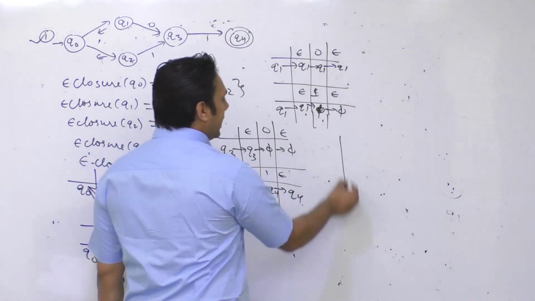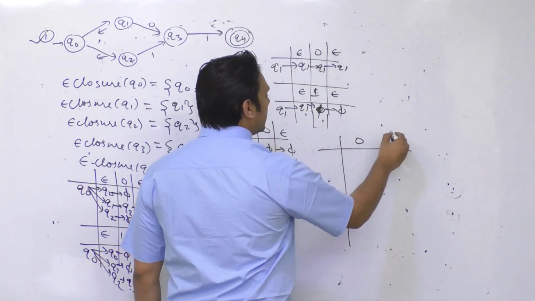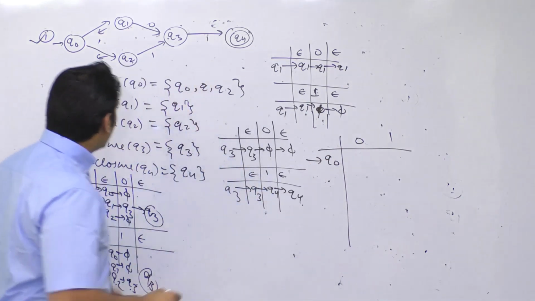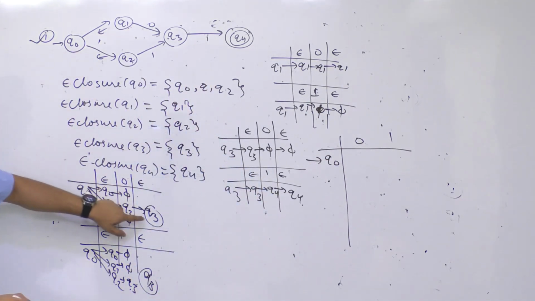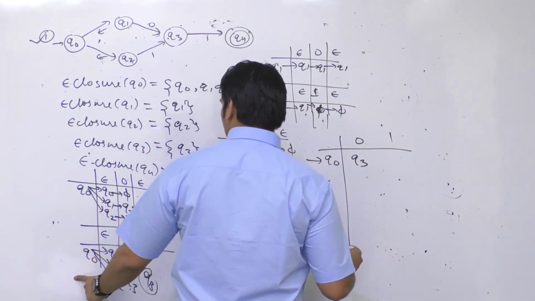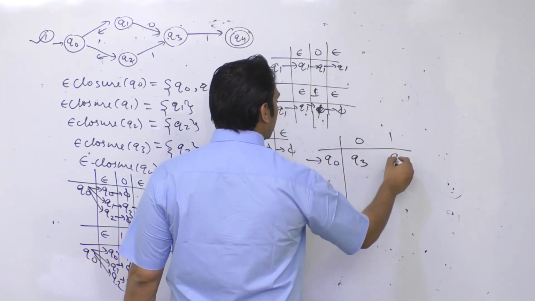So how can I directly do it? This is symbol 0 and 1, and this is the state Q0. In state Q0 if I give a symbol 0 I can go to Q3. In state Q0 if I give a symbol 1 I can go to Q3 again.